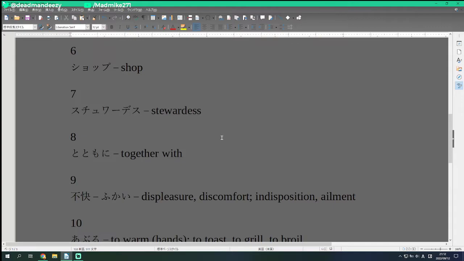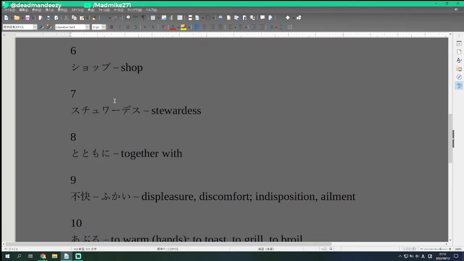Number 6 is an easy one with shoppu, all in katakana. No hiragana to remember. Shoppu. There is that glottal pause before the pu, so it's actually shoppu. Shoppu is a shop. Shoppu.